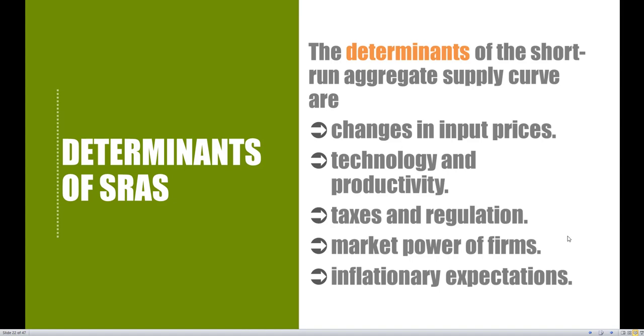So let's go ahead and take a look at the determinants of the short-run aggregate supply curve. What are the things that are going to shift our entire short-run aggregate supply curve to the right, away from the origin, or shift it to the left towards the origin? So we need to shift our entire curve in either direction. And we're going to follow the same process that we built up when we talked about the determinants of aggregate demand. The one thing that is going to be different, however, is that there are actually no subcategories with any of these things. So we just take them as given, and we want to build up our intuition to see exactly which way they're going to shift.